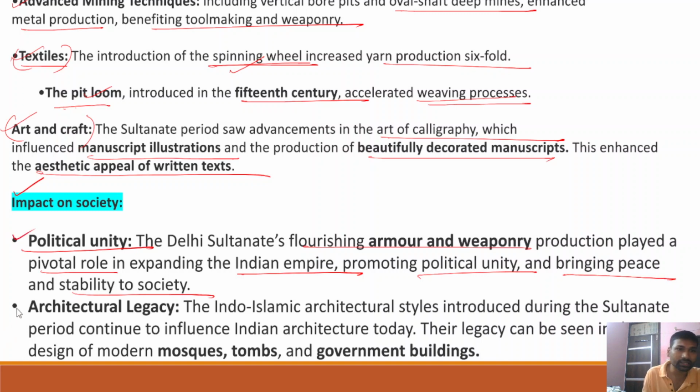Secondly, the architectural legacy. The introduction of the Indo-Islamic style led to a healthy mix of both the Indian style and the Western style of architecture. Therefore, it also had a huge impact on India's architectural features.